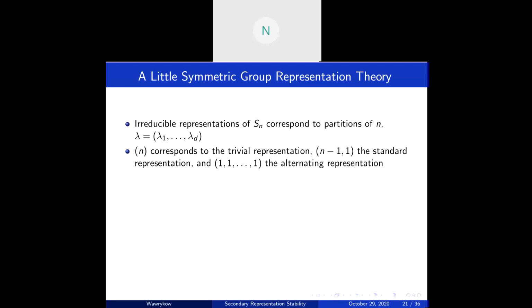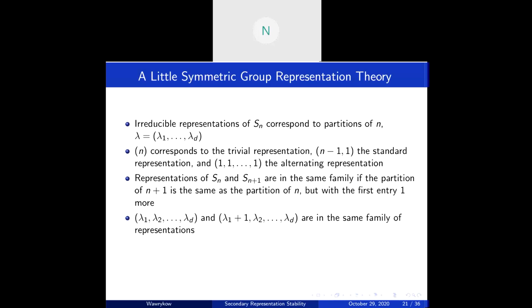And similarly, if we have just a bunch of 1s, so n 1s there, then this is going to be the alternating representation. And there's a bunch of other possibilities for everything in between, but that's a bit scary, and I don't really want to deal with that, and it doesn't quite matter for us.